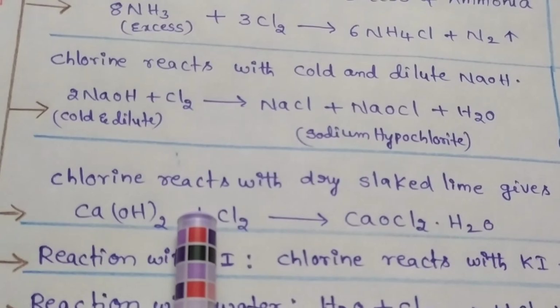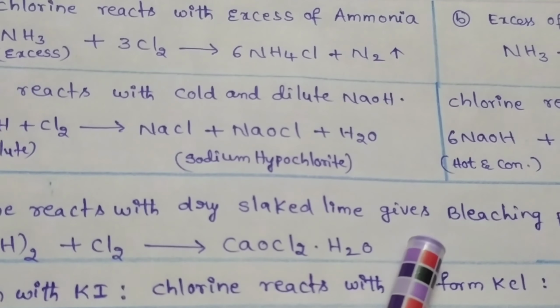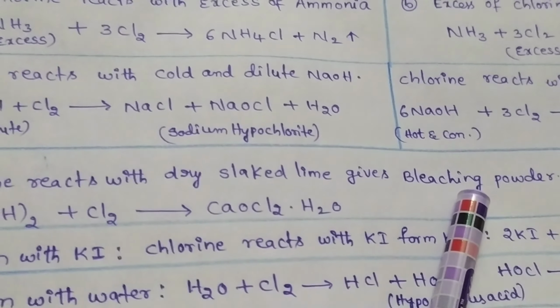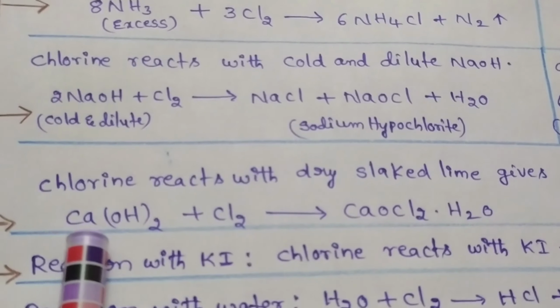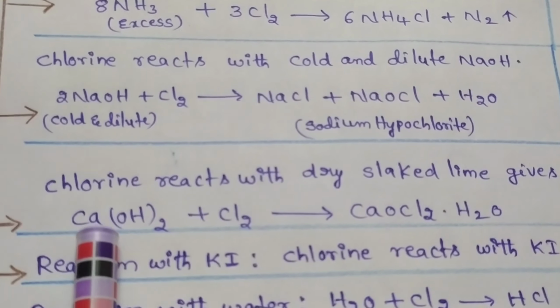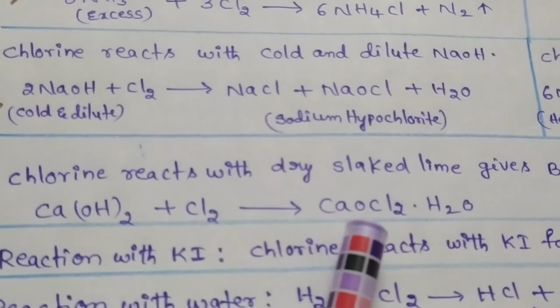Now chlorine reacts with dry slaked lime to give bleaching powder. This is one of the important reactions. Slaked lime's formula is calcium hydroxide. It reacts with chlorine to form bleaching powder, formula CaOCl2·H2O.